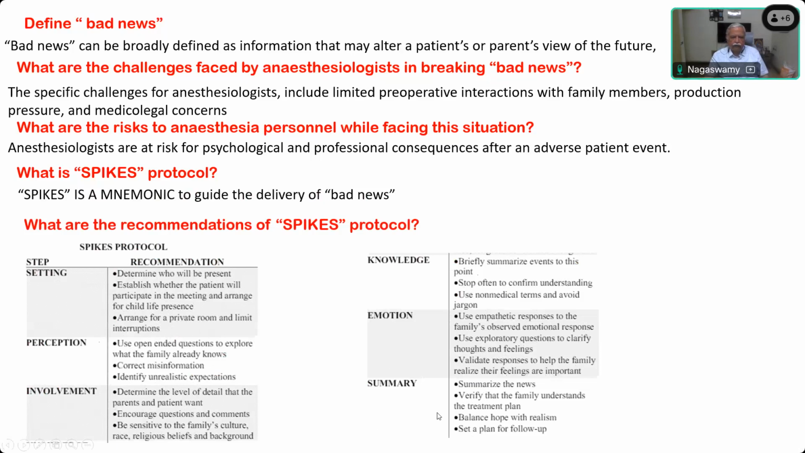And finally, summarize the news, verify the family understands the treatment plan or whatever bad news has been given, that it is fully understood by the family. Balance hope with realism, set up plan for follow-up. So these 6 things make the so-called SPIKES protocol for breaking bad news. Okay.